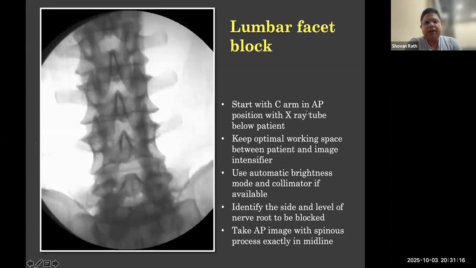Next comes the facet. This is a very common complaint. If you're suspecting a patient of lumbar facet pain, or facetogenic pain, the most common finding is that whenever you load the facet joint, it will be painful. It is always better to put a diagnostic block rather than lots of medications. It is very easy, a 5-minute procedure.